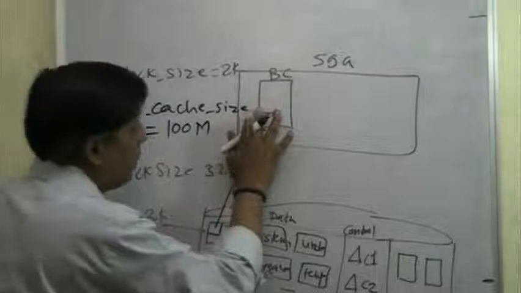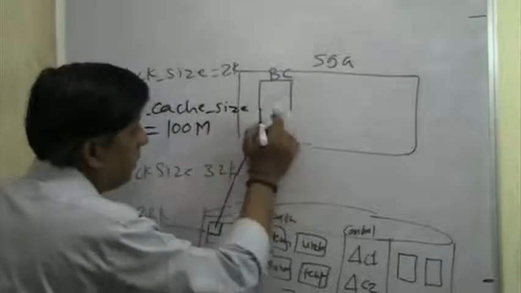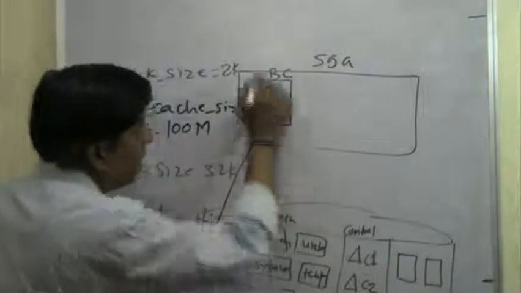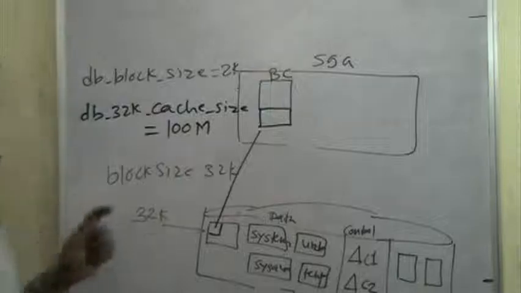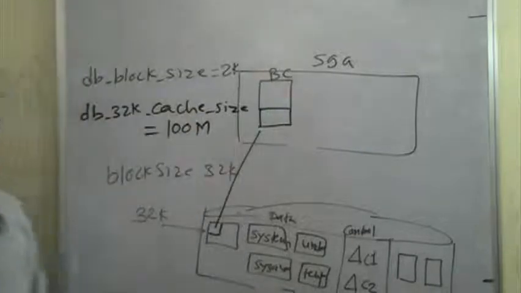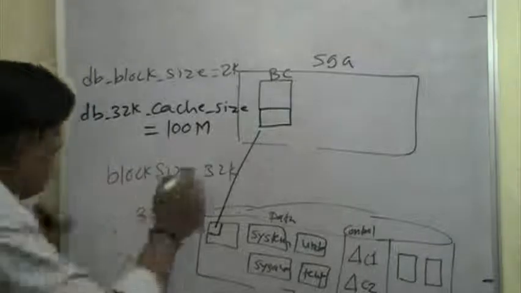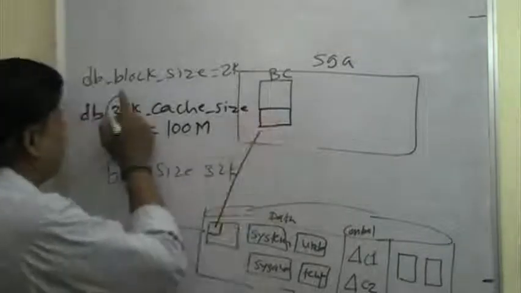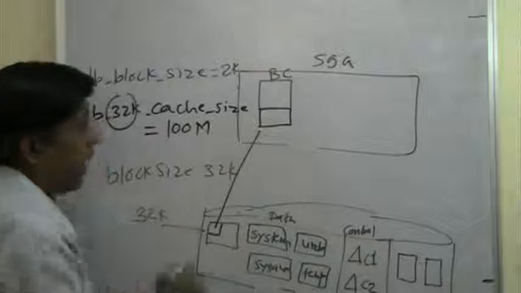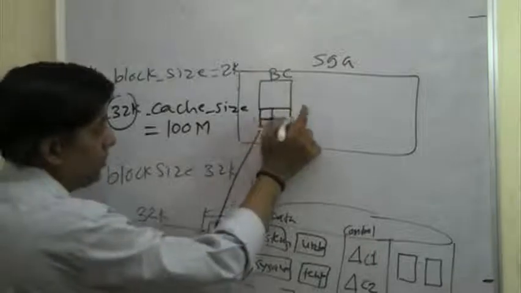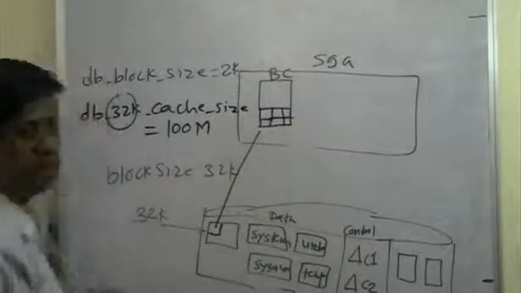There will be an area, let us say equivalent to 100 megabytes, that will be reserved inside the SGA, and the size of that area is going to be 100 megabytes. And in this area, 32K blocks would be read, and they would come over here as buffers. These would be 32K block size.